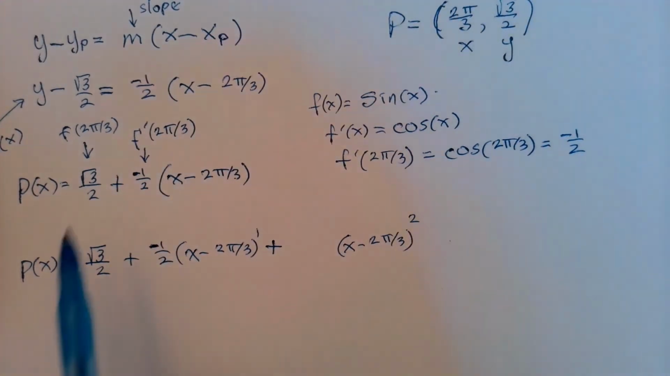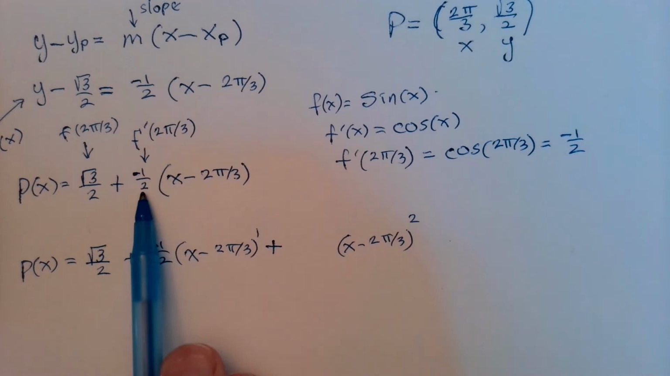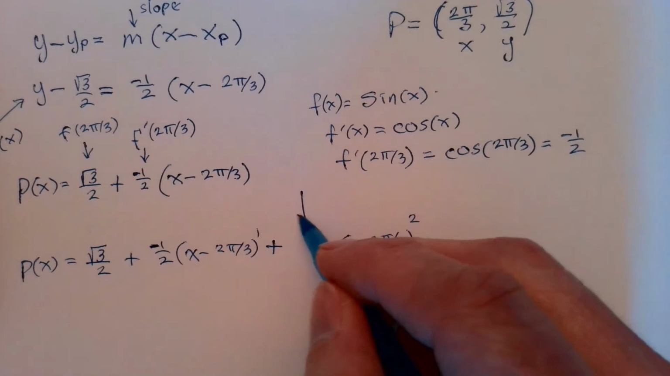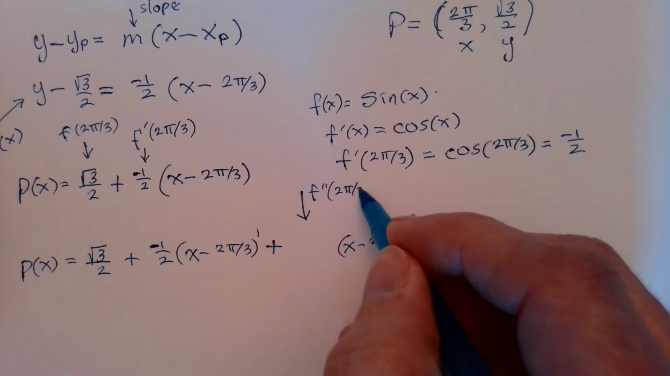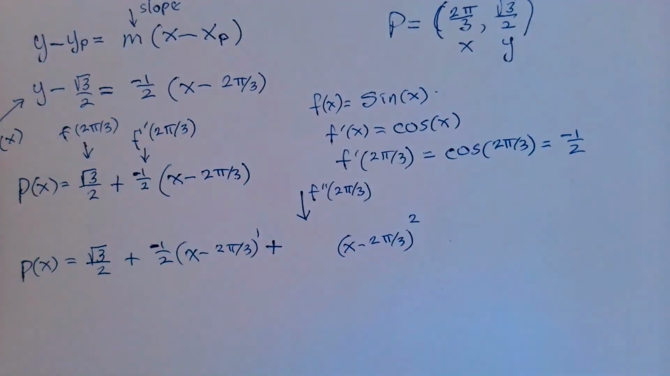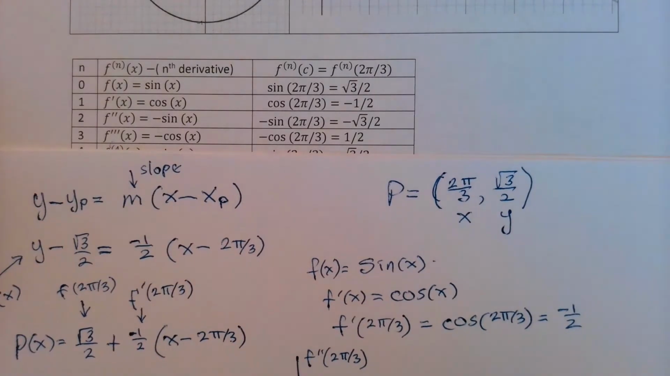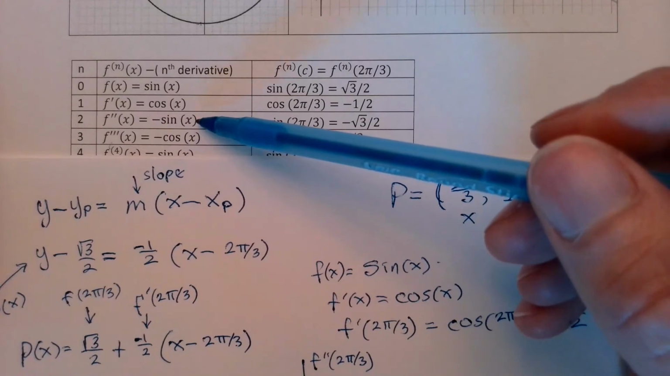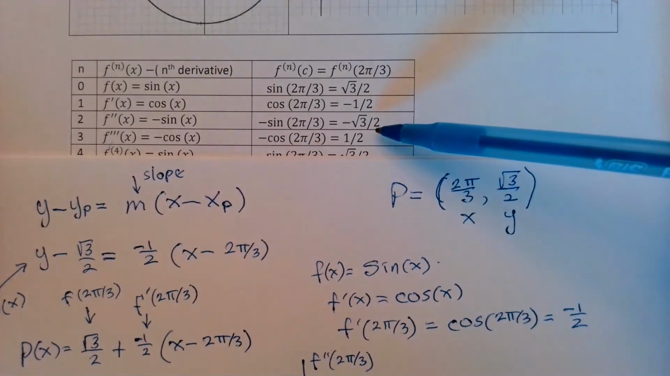Well, if you study up here, there's a pattern. This was f of 2 pi over 3. This was f prime of 2 pi over 3. It could very well be the case that this is just f double prime of 2 pi over 3. Well, that's almost true. I went ahead and looked up f double prime of 2 pi over 3. It's in this table here. f of x is sine, f prime is cosine, f double prime is negative sine. So I need to evaluate negative sine at 2 pi over 3, and I get negative root 3 over 2.